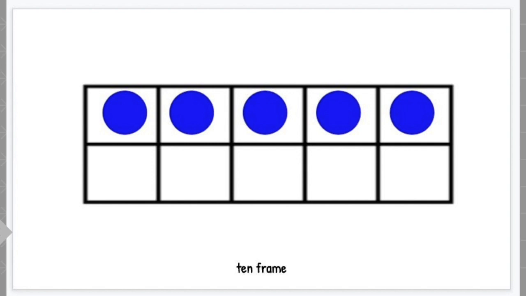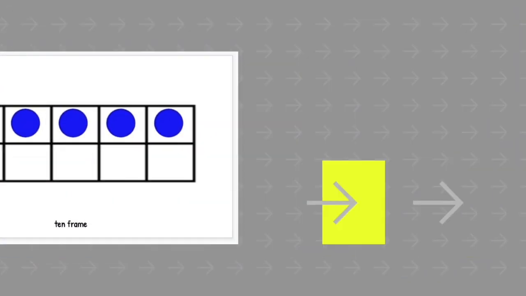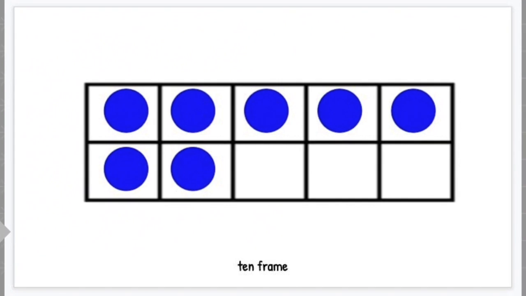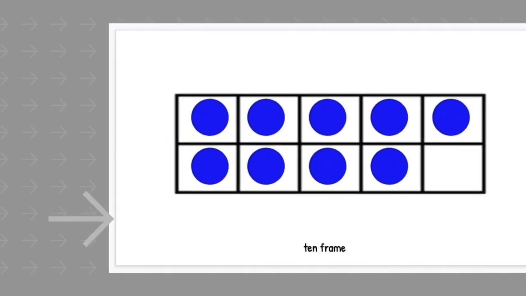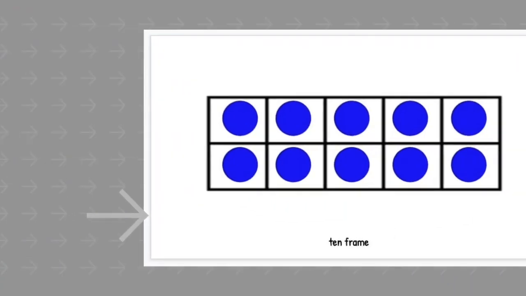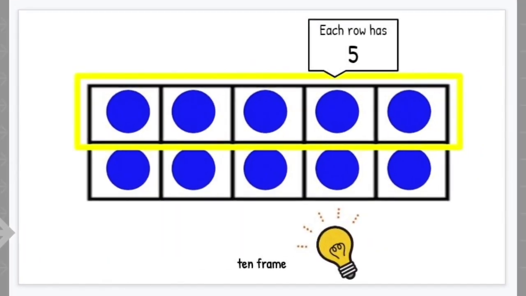So that first row is filled in. Let's keep going. So counting on from 5. 5, 6, 7, 8, 9, 10. And now the 10 frame is completely filled in. So what do you notice? Yes, each row has 5 spots. That's why it's called a 10 frame, because we have 5 and then another row of 5 makes 10. So we have a 10 frame.